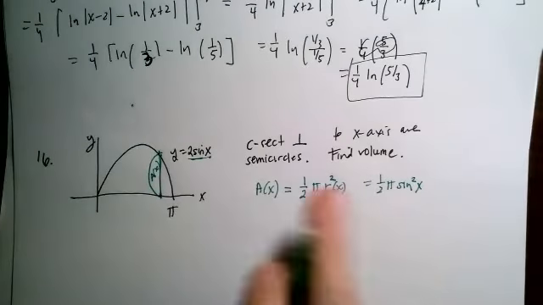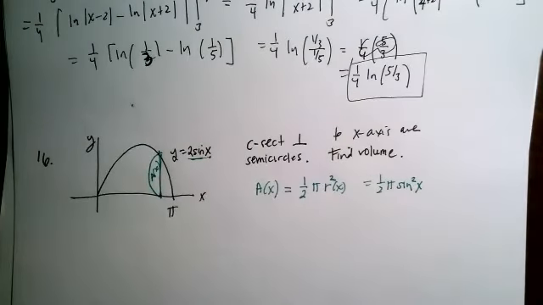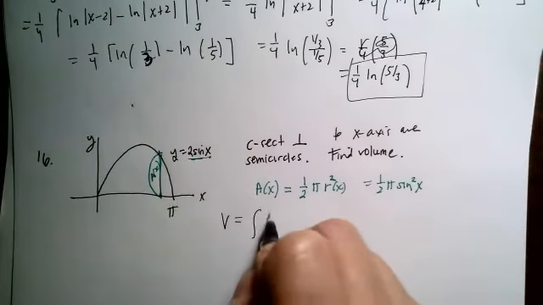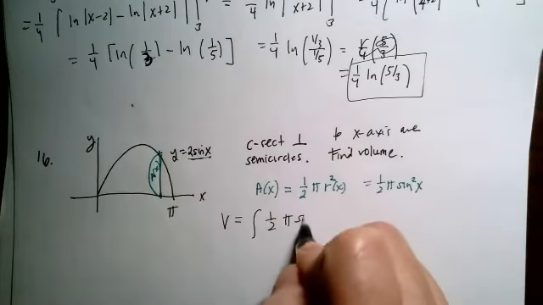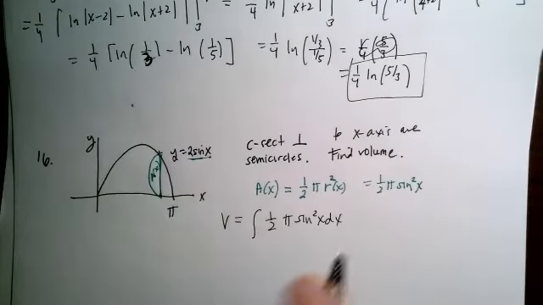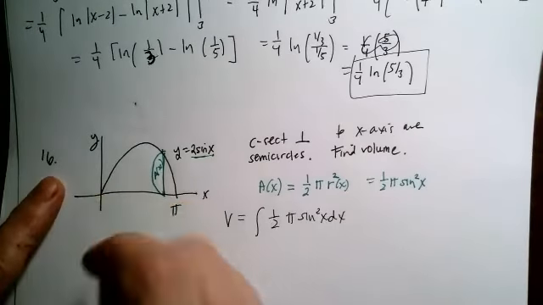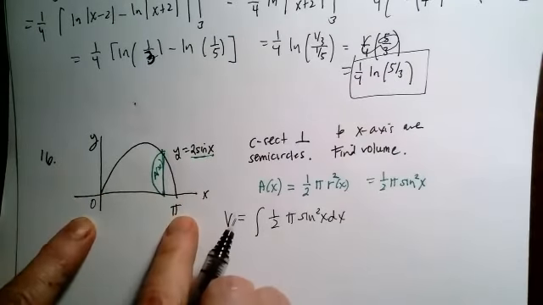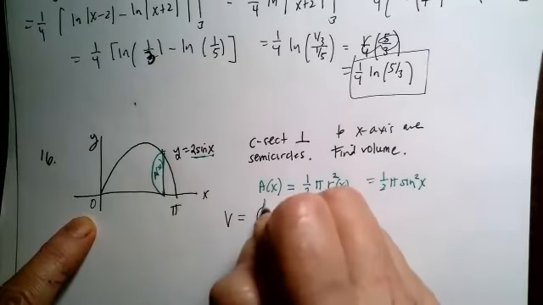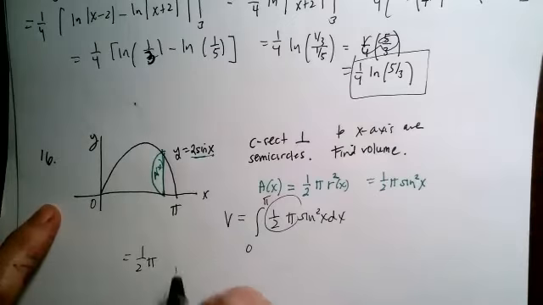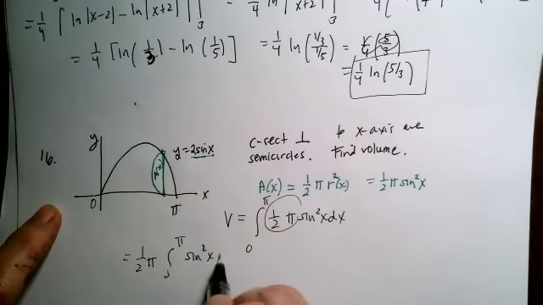Okay. And now to get the volume, we're going to integrate that. 1/2 pi sine squared x dx. And what are our limits of integration? We're going from 0 to pi. So I'm going to pull these out. We'll have 1/2 pi, 0 to pi, sine squared x dx.